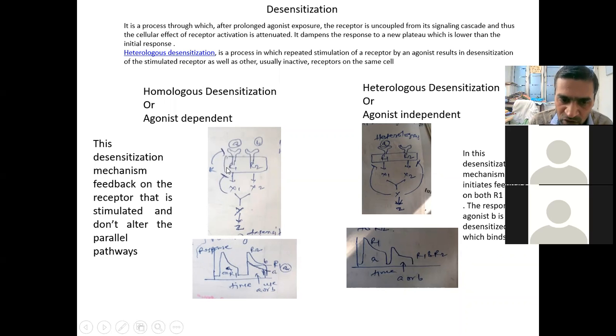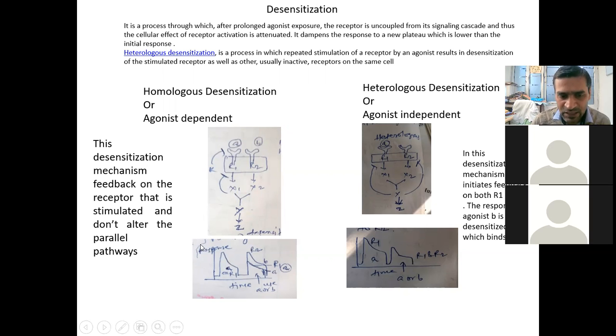then this is a case of homologous desensitization. So what is this? This desensitization mechanism feeds back on the receptor that is stimulated and does not alter the parallel pathway. What is the parallel pathway? The parallel pathway is this one, R2 leading to formation of X2. So X1 is only inhibiting the one receptor which has resulted in its production, not the other. So this is called homologous desensitization.